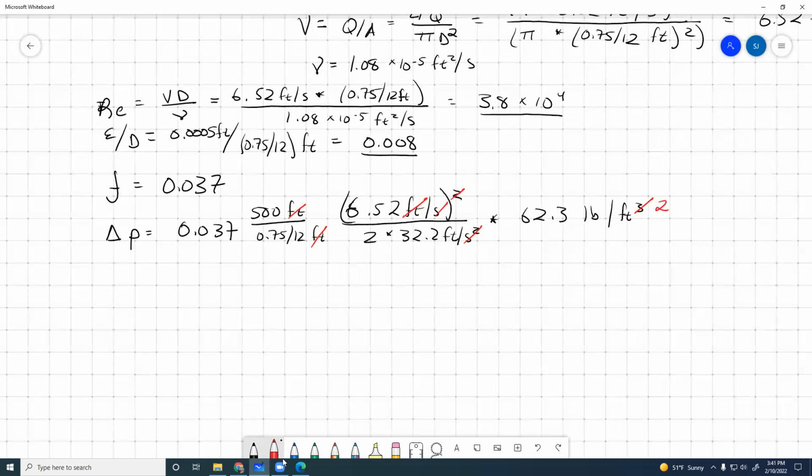So delta P is equal to, I get 1.2 times 10 to the 4th pounds per foot squared.